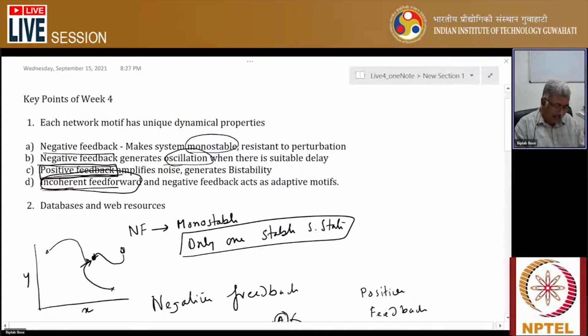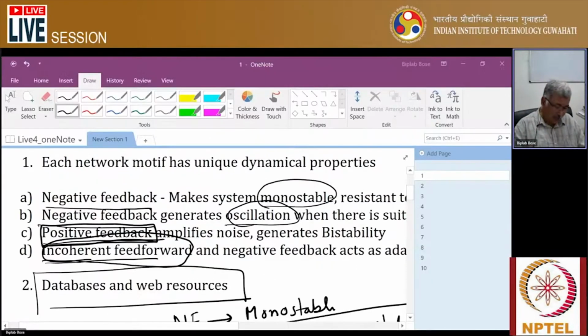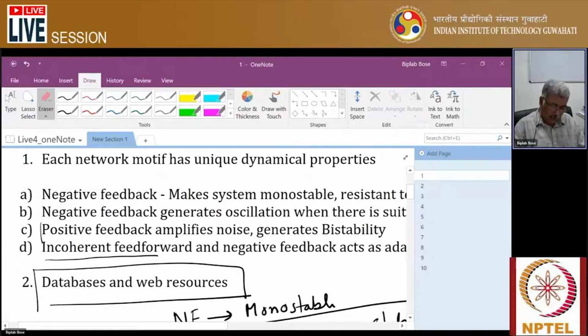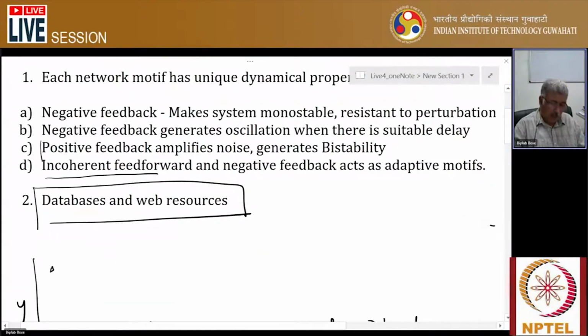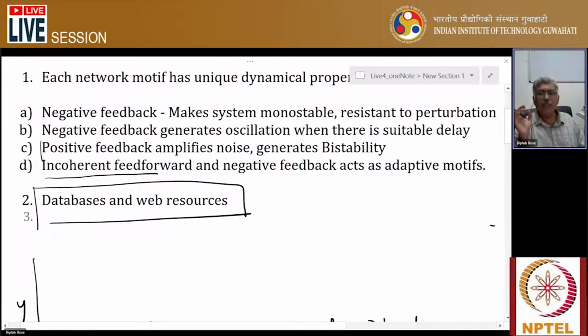The last lecture, the sixth lecture, is on databases and web resources. Some of the databases which are used for many of our work, for example, the KEGG database or the CellML database for the models, all these things that I have listed there. Remember, that is not an exhaustive database listing. It's an example, so that you get interested to look more into it. So that is what we discussed in this fourth week, the last week of this course.